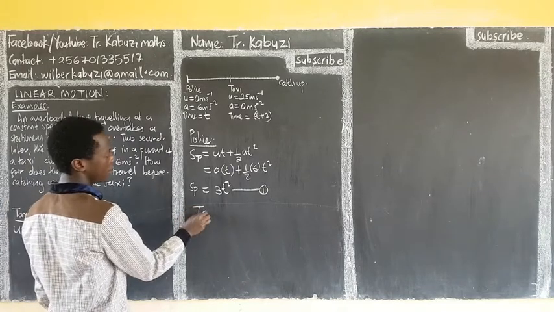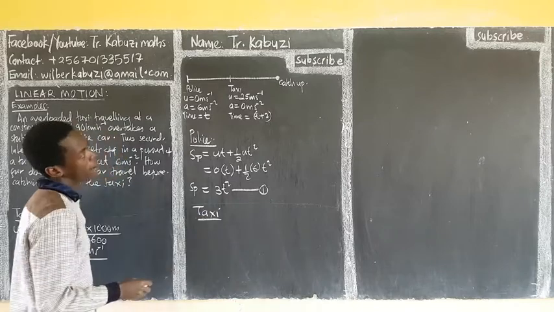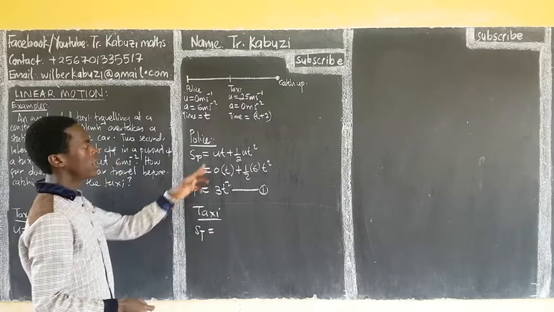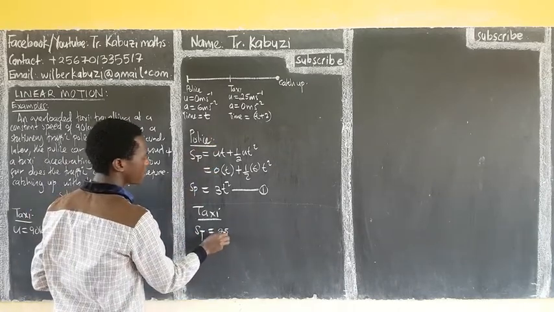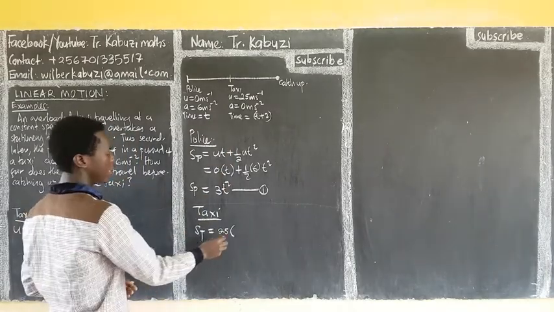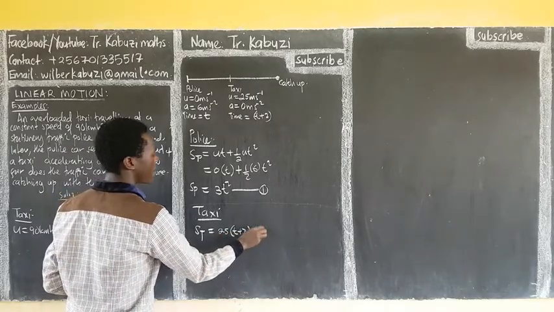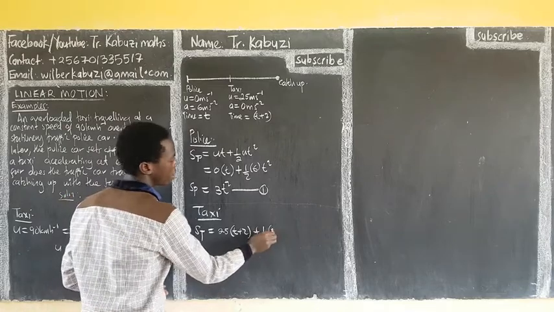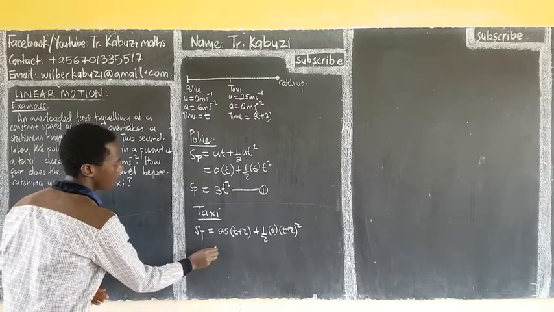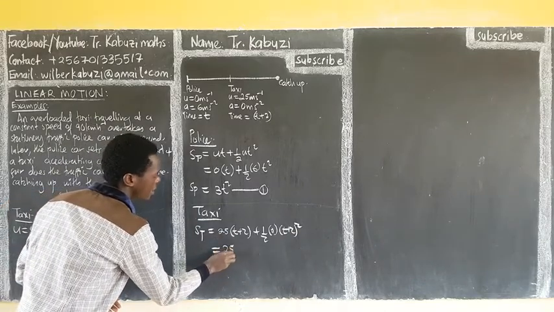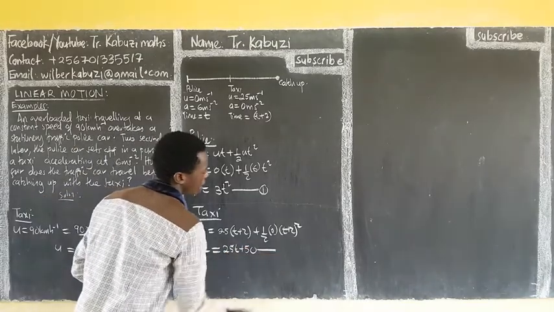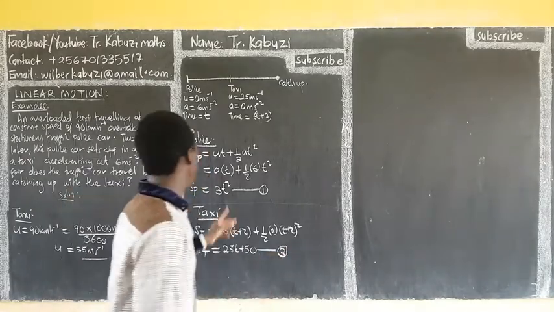So now let us come to the taxi, which they are suggesting is used for doing some crimes. Our displacement for the taxi is going to be u, which is 25, times the time it's using, which is t plus 2, plus a half the acceleration, which is 0, times t plus 2 squared. When we simplify this, we shall get 25t plus 50. This would be the displacement of the taxi, and this would be equation 2.